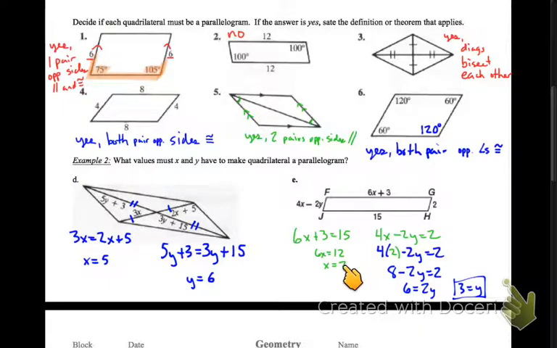I'm going to plug these things in to make sure. This would be 6 times 2 is 12, plus 3 is 15. Excellent. This would be 4 times 2, 8, minus 6 is 2. Yes, everything checks out beautifully.